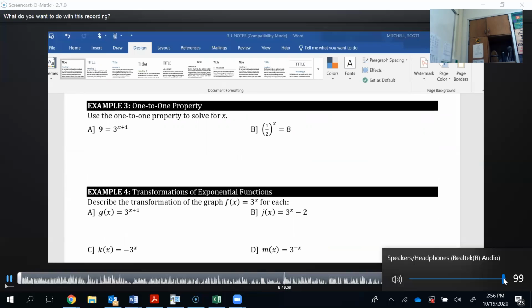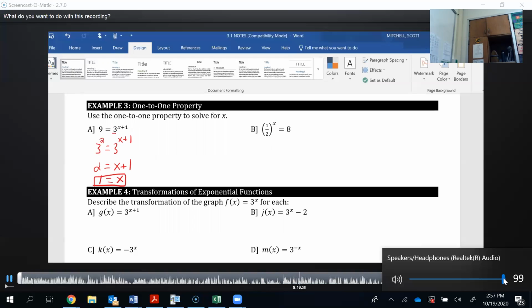So for these one-to-one properties, we're just looking to see what on the right side makes the left side equal. So what is 9 in terms of the base 3? Because notice the base is 3. You need to get this. So 9 is actually 3 squared. So what does x have to be to make it true? Well, you can probably see what it is right now, but you've got to set the exponents equal to each other. And then x turns out to be 1.